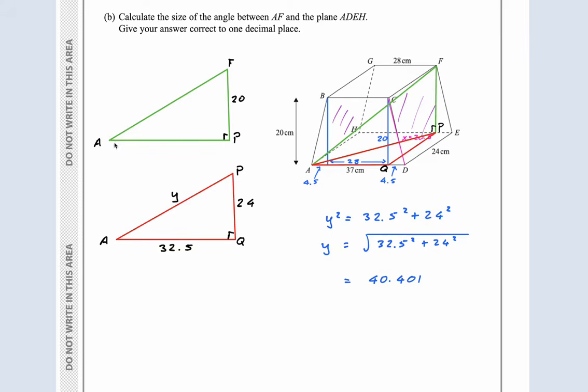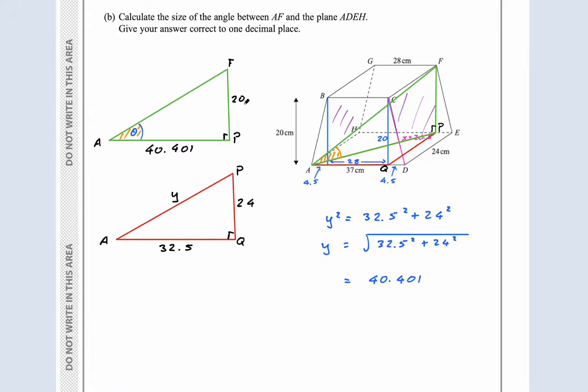And look, guys, this is AP. So in the green triangle, and now I'll draw my green triangle again. This is AP, which means this distance is 40.401. Now I have two sides. I can find this angle. Let's just say the angle was theta. I should have maybe started with that, guys. That's the angle I'm trying to find here, and we're calling it theta.